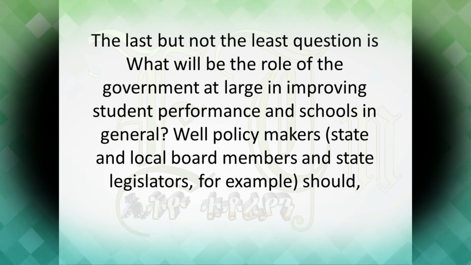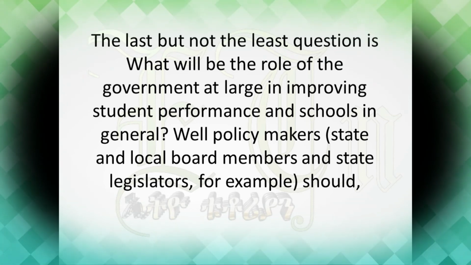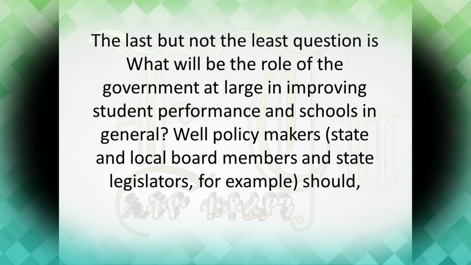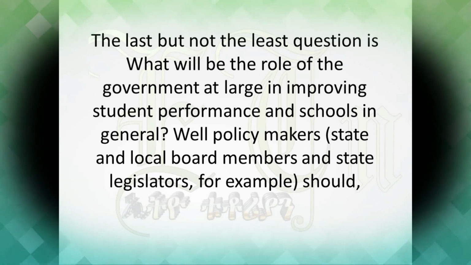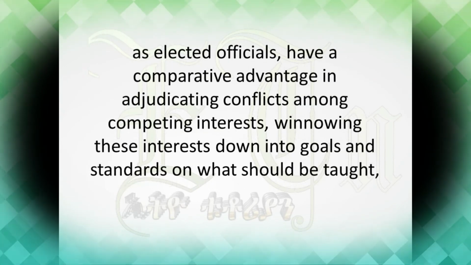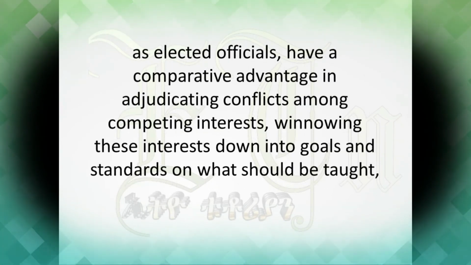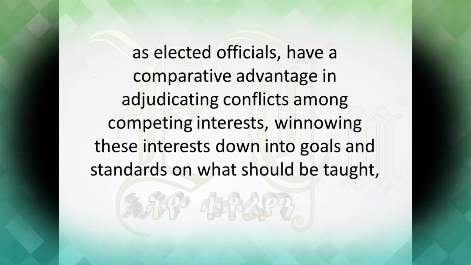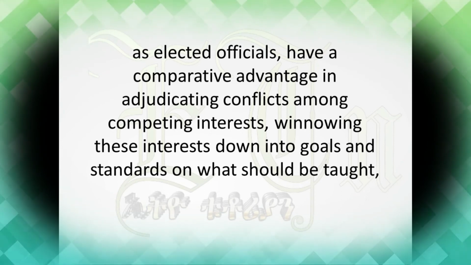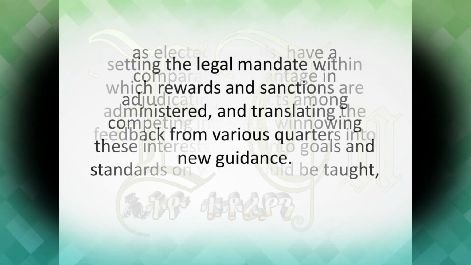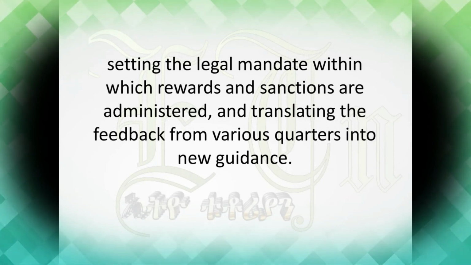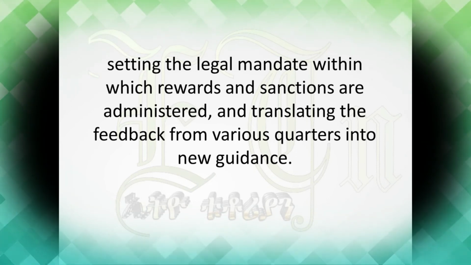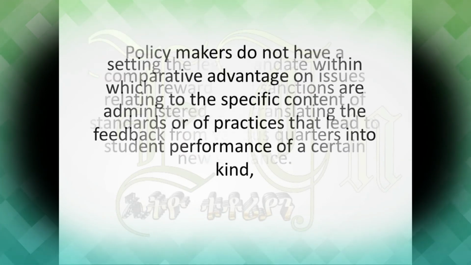The last but not the least question is, what will be the role of the government at large in improving student performance and schools in general? Well, policymakers, state and local board members and state legislators, for example, should, as elected officials, have a comparative advantage in adjudicating conflicts among competing interests, winnowing these interests down into goals and standards on what should be taught, setting the legal mandate within which rewards and sanctions are administered, and translating the feedback from various quarters into new guidance.